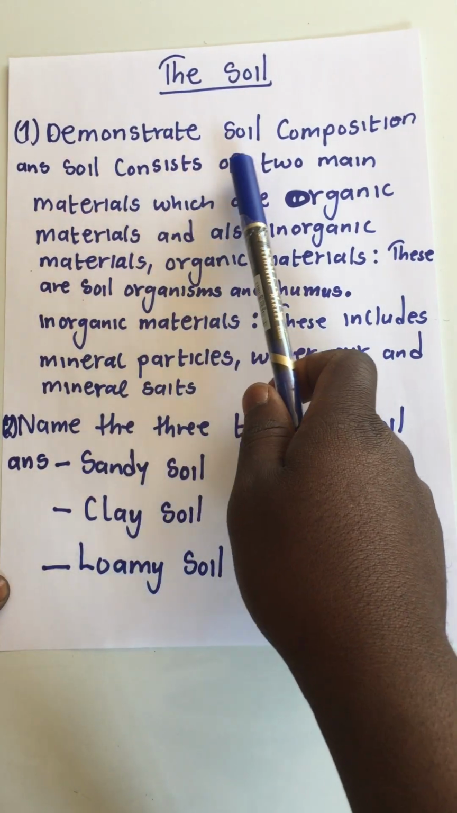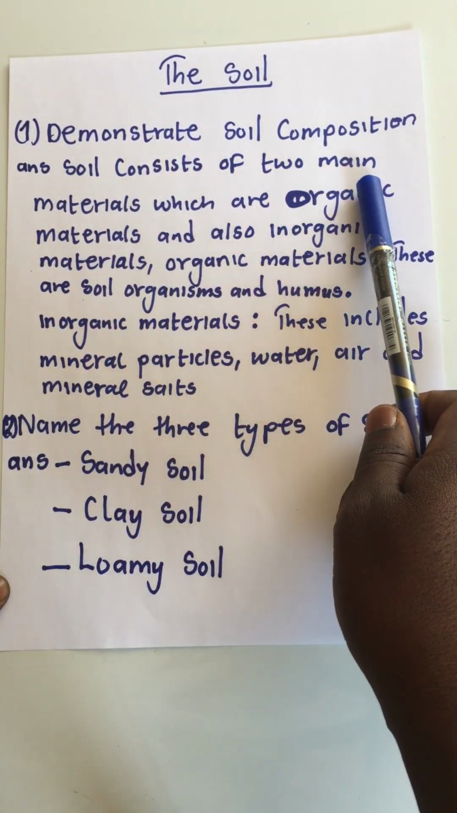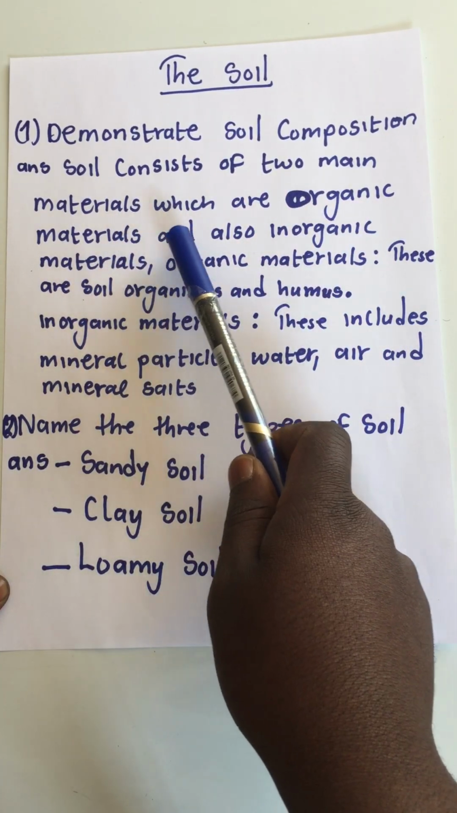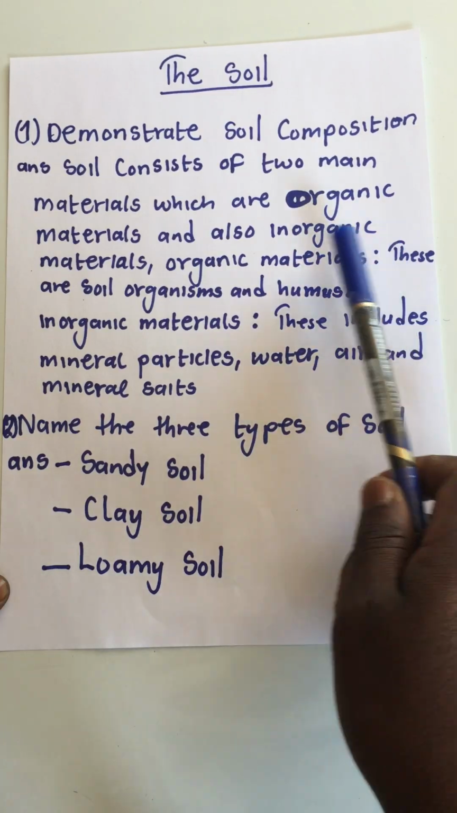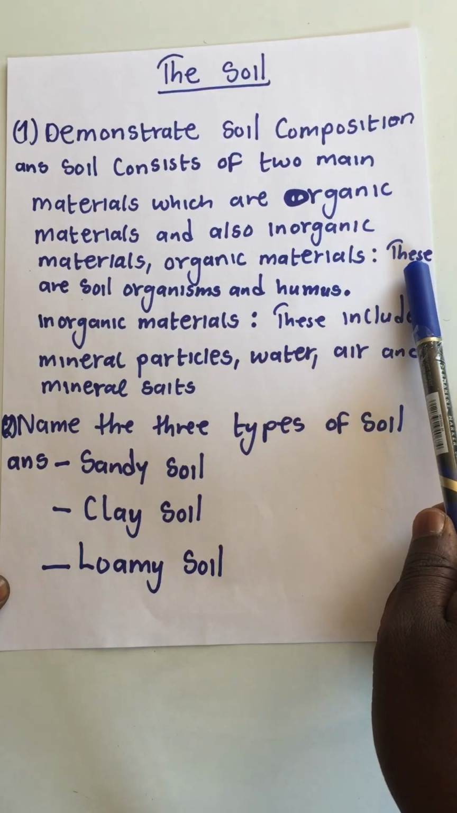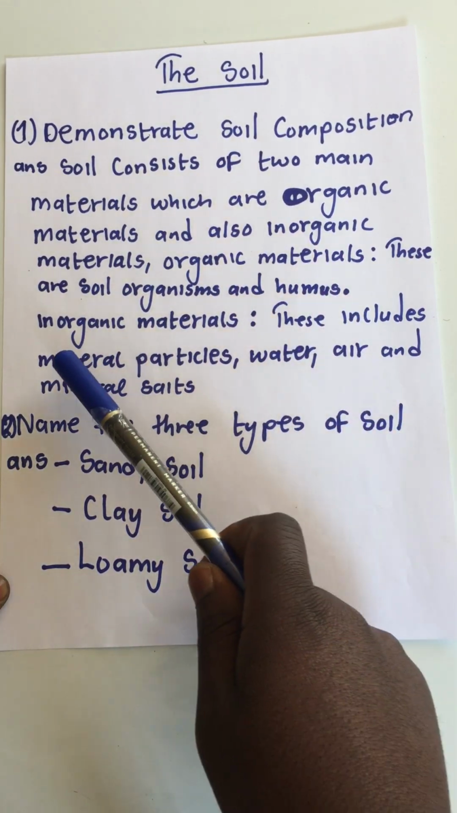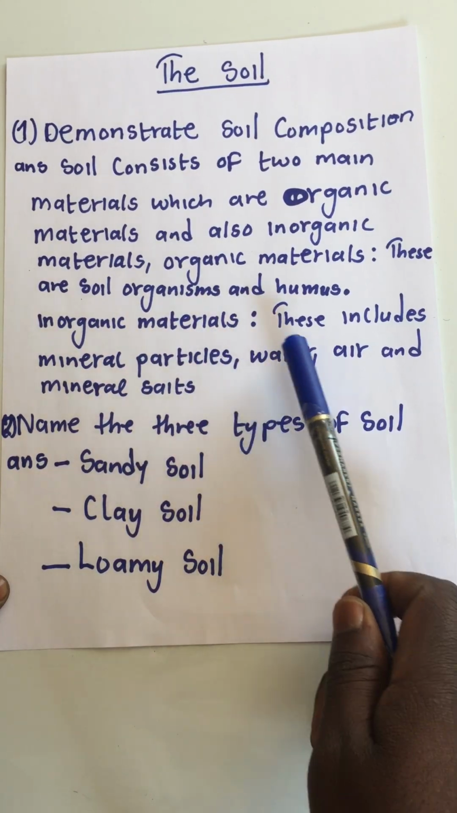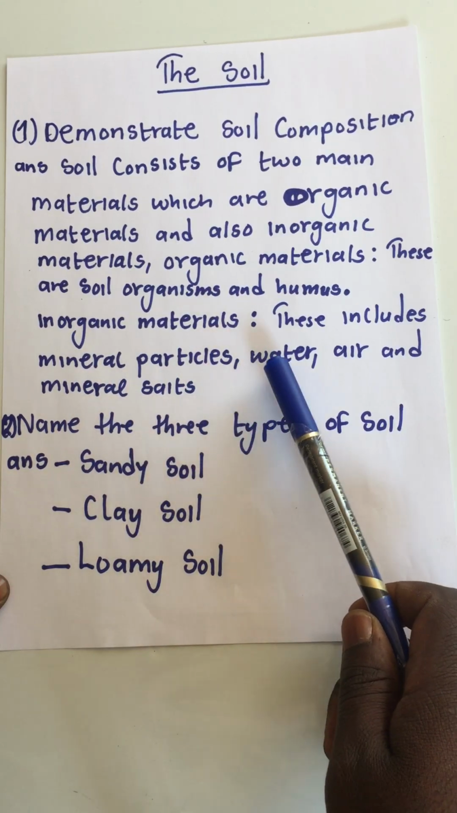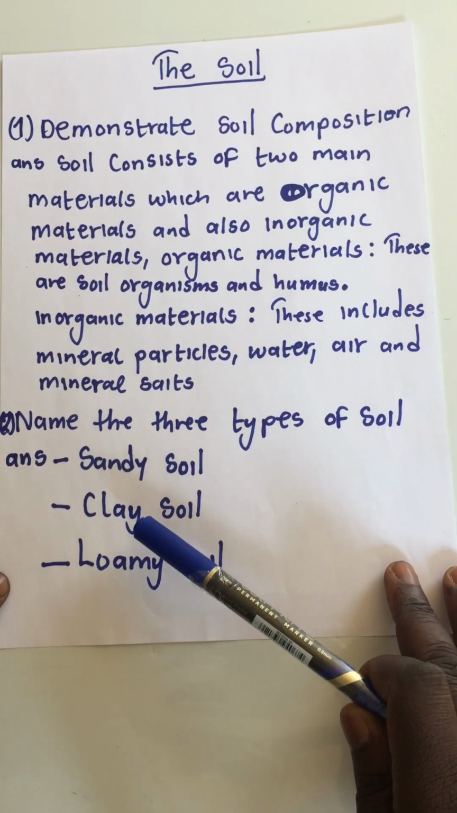So, demonstrate soil composition. Soil consists of many materials, which are organic materials and also inorganic materials. Organic materials are soil organisms and humus. Inorganic materials include mineral particles, water, air, and mineral salts.